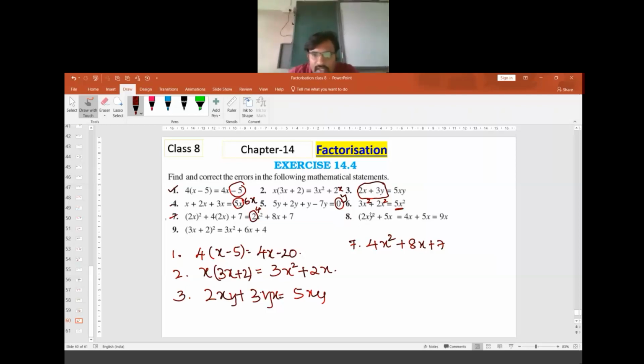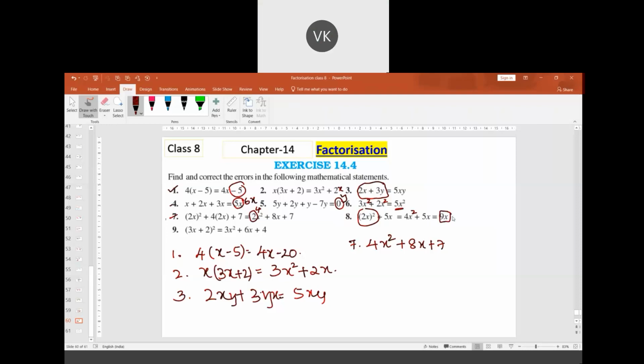Same goes for the eighth one. When 2x whole square is done, we get 4x square. 2x should be written. Plus 5x. And here, it cannot become 9x. Isn't it? Yes, sir. So the answer is only this much.